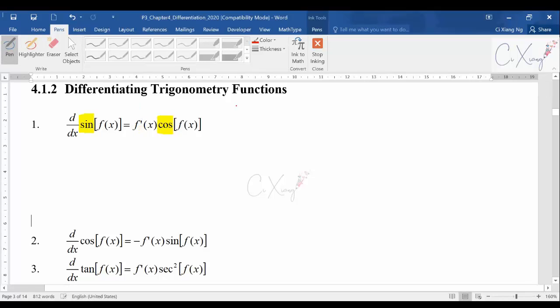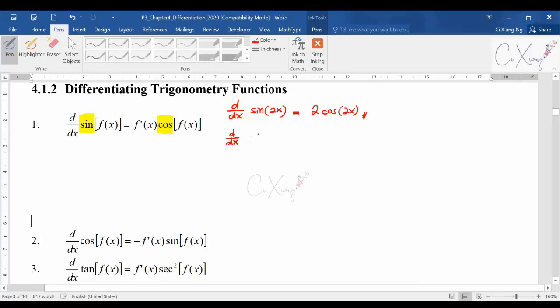Maybe we discuss a few examples here. Let's say I want to differentiate sine 2x. How can I differentiate sine 2x? Differentiate sine, you will get cos 2x. Must copy back the 2x. And after that, you differentiate the 2x here. Differentiate 2x, you get 2. So you put the 2 in front. Therefore, you get 2 cos 2x.